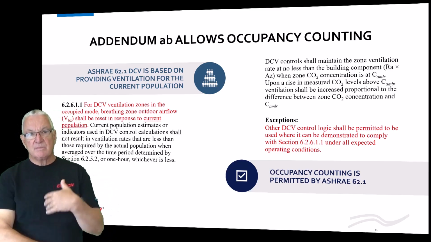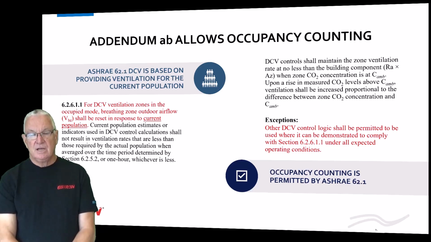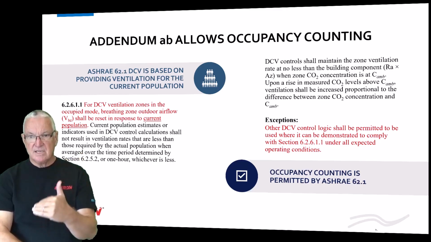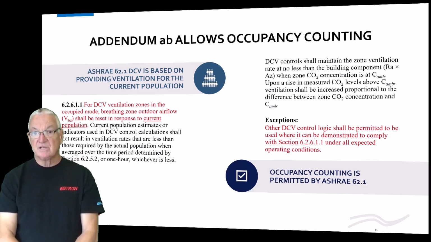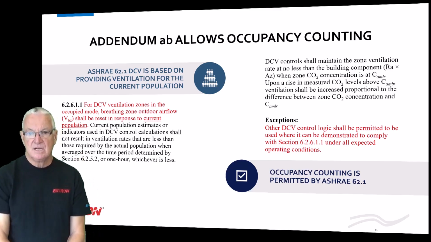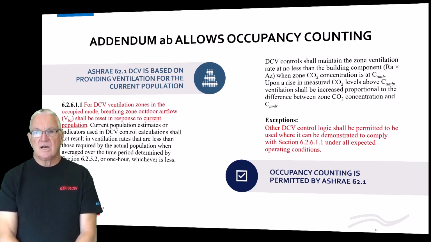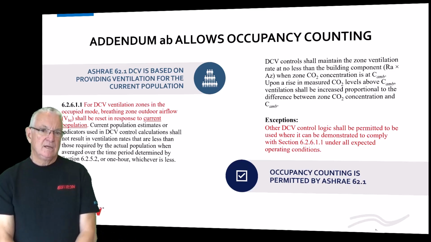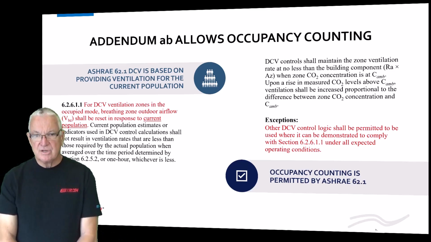So because the requirements are for the current population, there is now in Standard 62 a section that talks about the CO2 control strategy, but there's an exception, and the exception is other DCV control logic shall be permitted to be used where it can be demonstrated to comply with Section 6.2.6.1.1 under all expected operating conditions. Well, the best way to do that is going to be to measure the number of people.